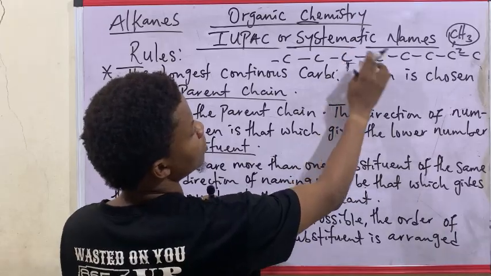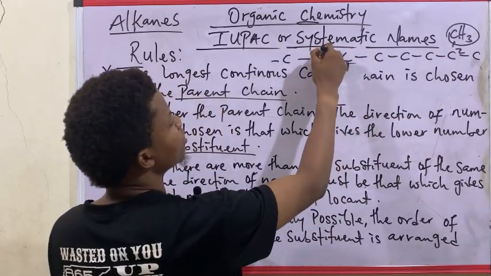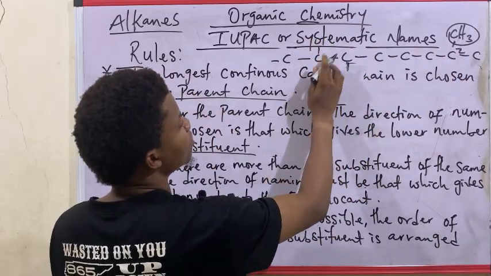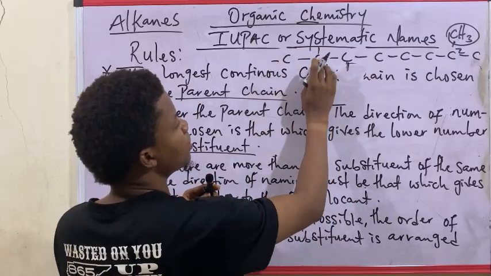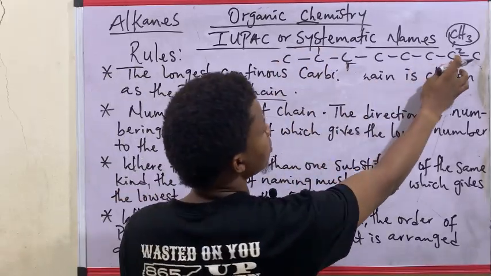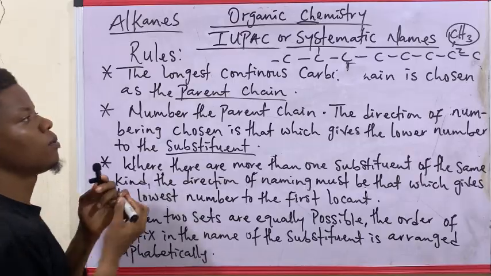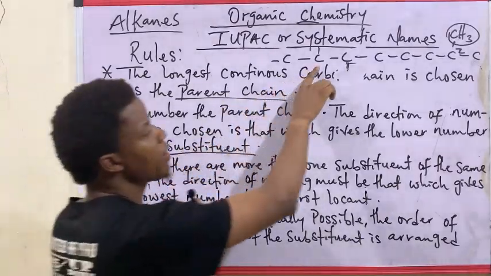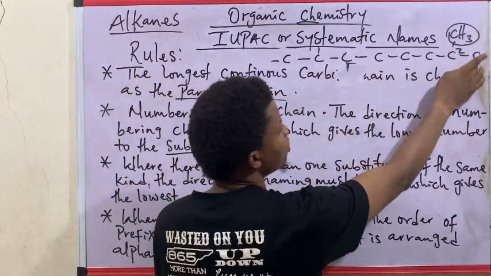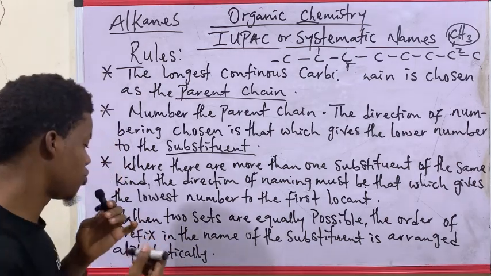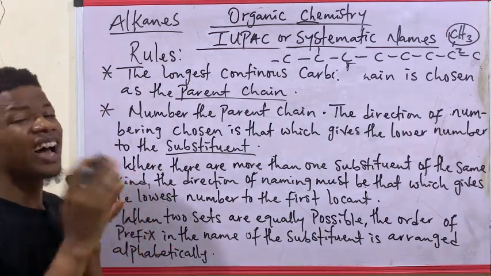So let's say you have two different substituents. All right, you have methyl and then you have ethyl. So you have ethyl and then you have what? Methyl. Now for both of them, the numbering, if you start from here you get two, if you start from here you get two, so it's equally possible. So you now use alphabet.